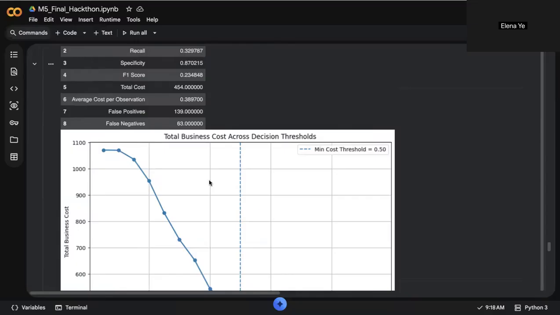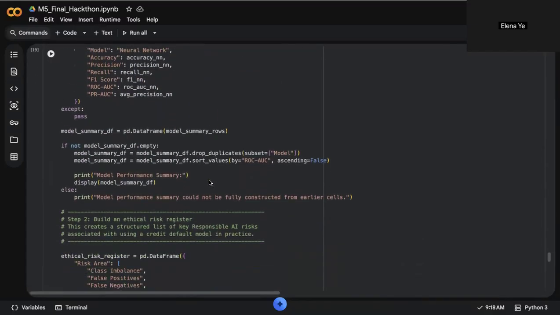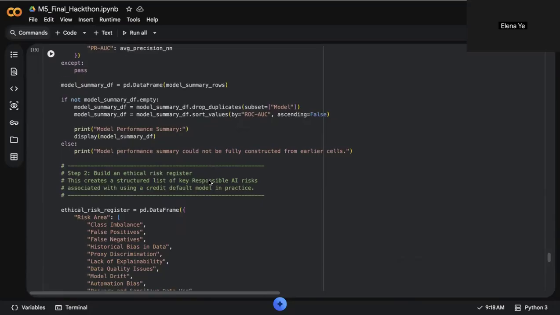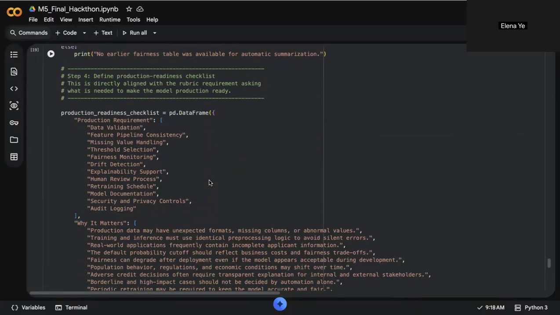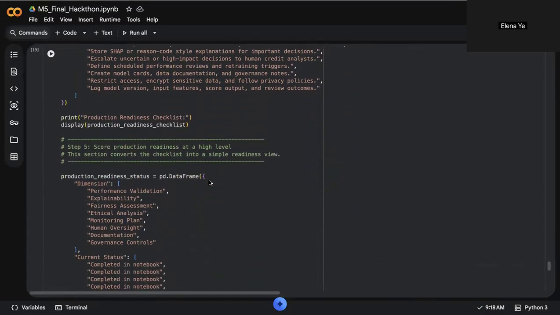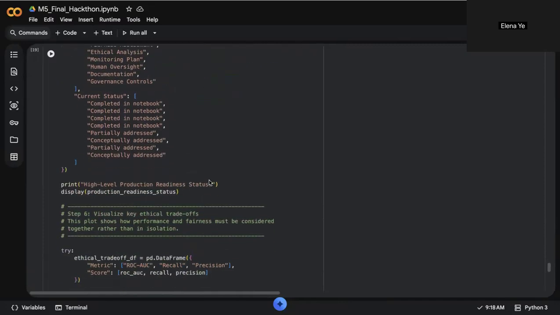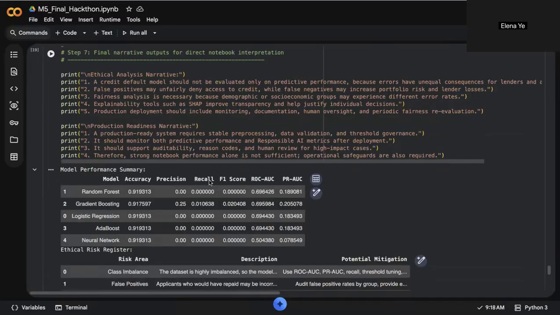So I think overall, this project demonstrates how machine learning can be applied to credit risk prediction while also adhering to responsible AI principles. By combining predictive modeling, interpretability techniques such as SHAP, and fairness evaluation, we can build models that are not only accurate but also transparent, accountable, and ethically responsible.